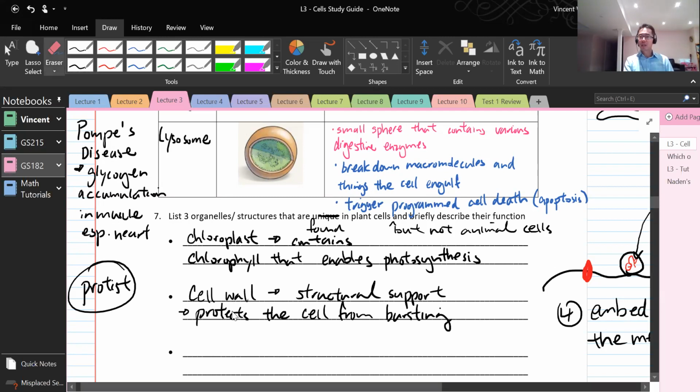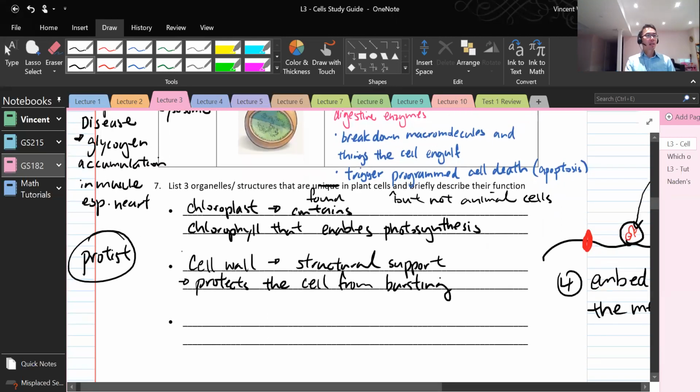And again, animals don't have a cell wall, but other things could have a cell wall, like a fungus. They could have a cell wall. So by no means is it unique to plants, which is why this word shouldn't be there. I meant to change it, but I keep on forgetting.